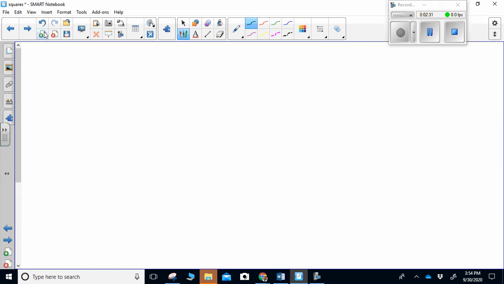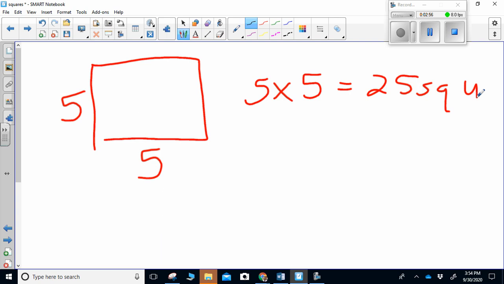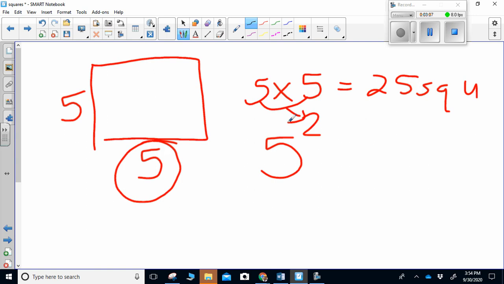All right, so let's go a little bit further. So supposing I have a figure, and that figure, I say, is a square whose sides each measure 5. Well, that square is 5 times 5, or 25 square units. I could write this using exponents as 5, because that's the length of the side, to the second power, because the second power means that I'm going to have 2 5s, and I could also say 5 squared.